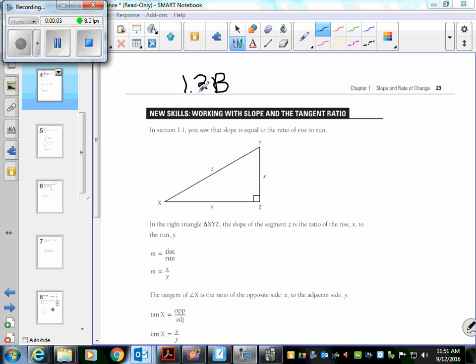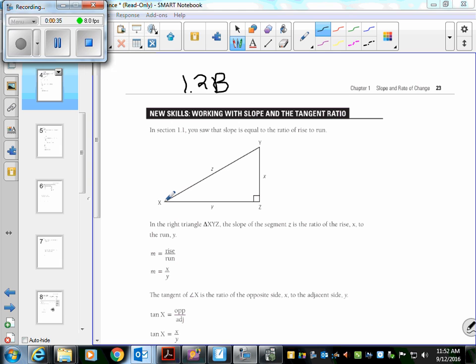So now that we remember the Pythagorean theorem, a squared plus b squared equals c squared, as well as a little bit of the ratios, SOHCAHTOA, we're going to look into a new skill, working with slope and the tangent ratio. So in this right triangle XYZ, the slope of segment z is the ratio of rise over run. So the slope of angle z is actually x over y, right? Because we rose x amount and we ran y.